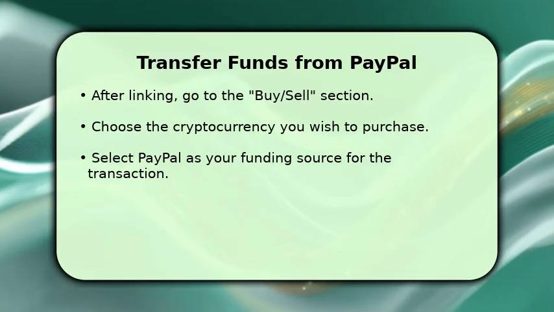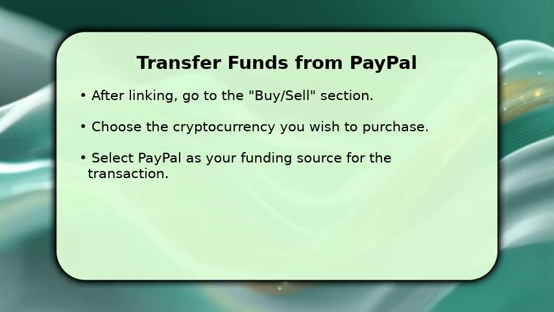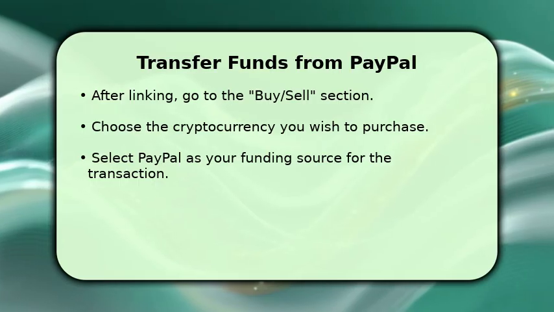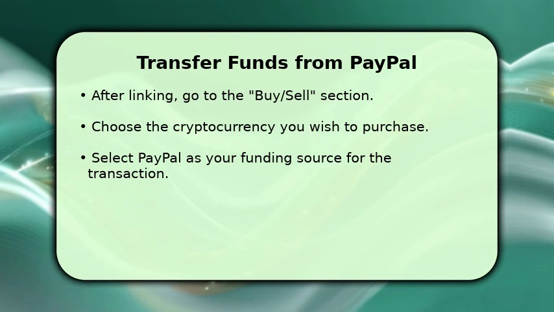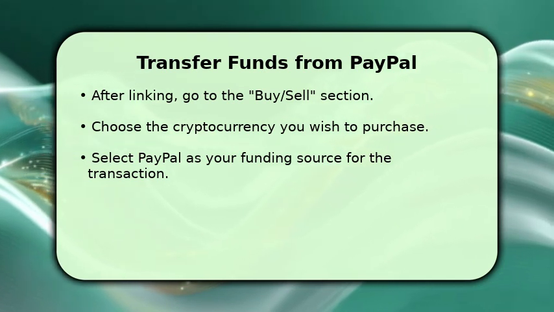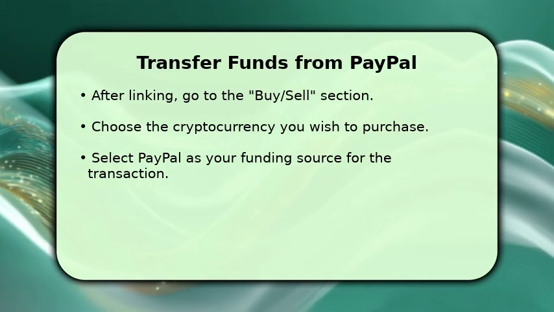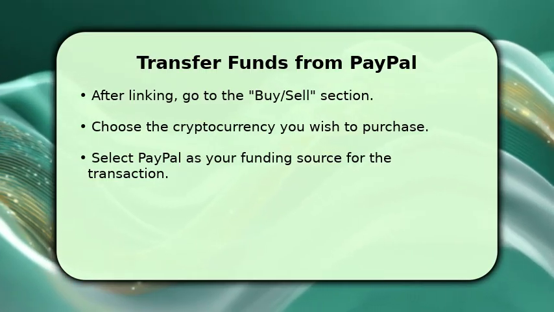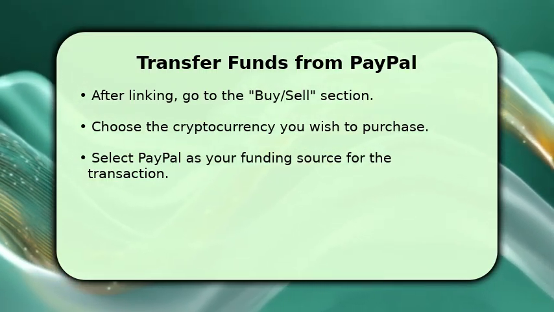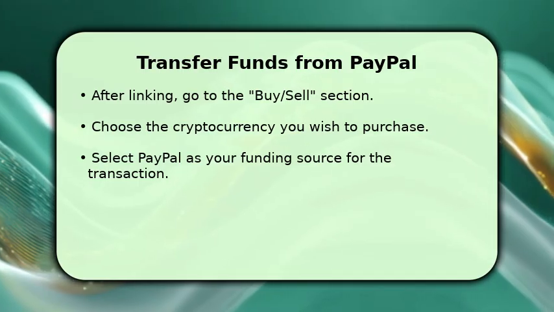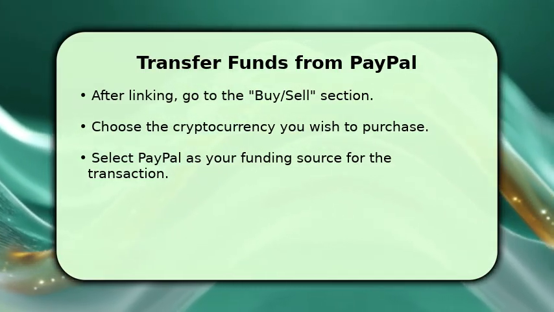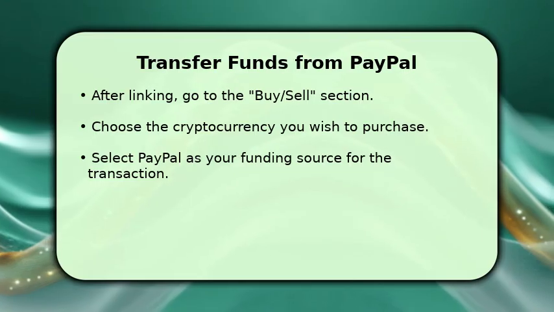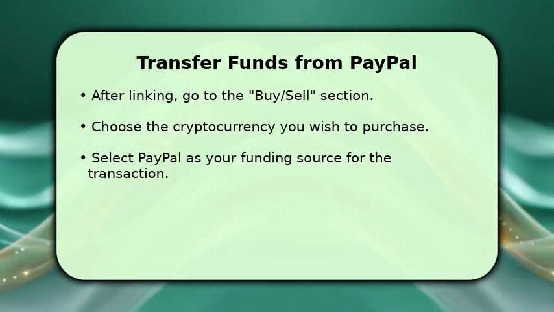Once your PayPal account is successfully linked, you can easily add funds. Navigate to the Buy/Sell section on Coinbase. Choose the specific cryptocurrency you want to purchase, like Bitcoin or Ethereum. When prompted to select a payment method, choose your newly linked PayPal account. Enter the amount you wish to add, review the transaction details, and confirm. The funds will then be processed and added to your Coinbase balance.